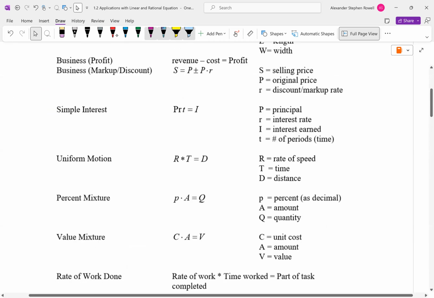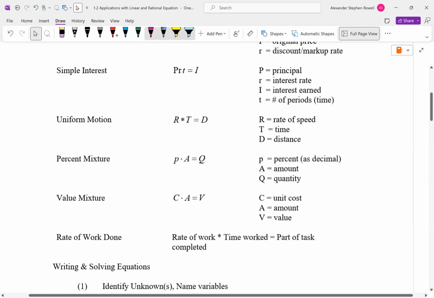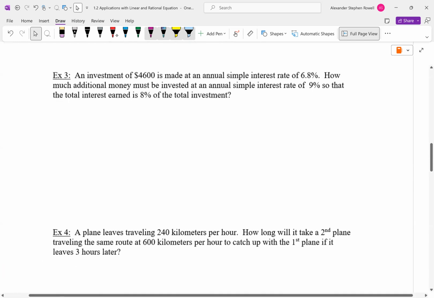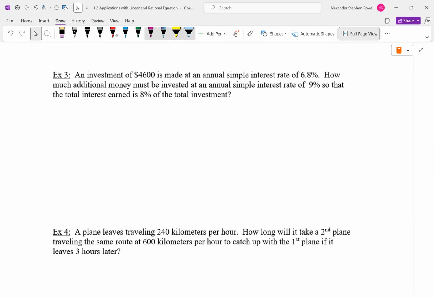So of these problems, which one would you say it is? Simple interest, and what gives it away? It said simple interest several times. It also had percents, it had time, and it had an interest earned, money earned. Okay, the next thing is, what's the question asking for? It's usually the last sentence. How much additional money must be invested at 9%? So we label that unknown first.